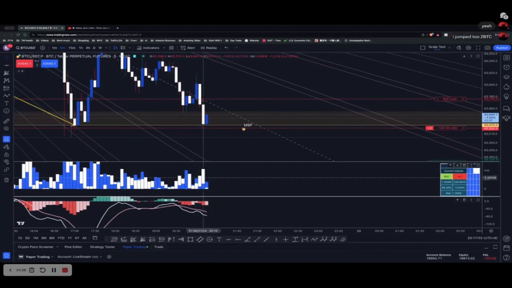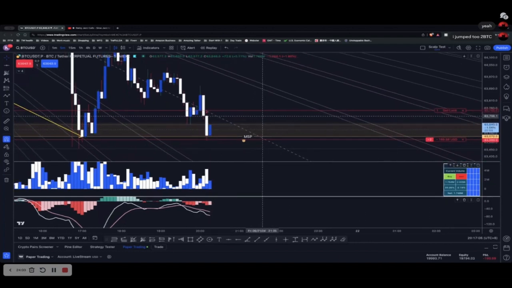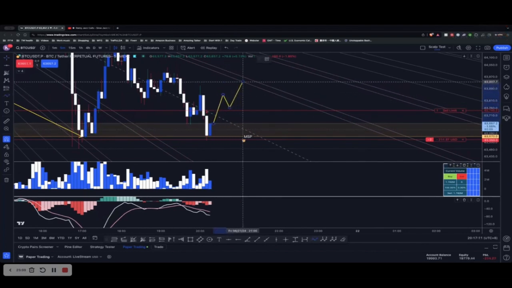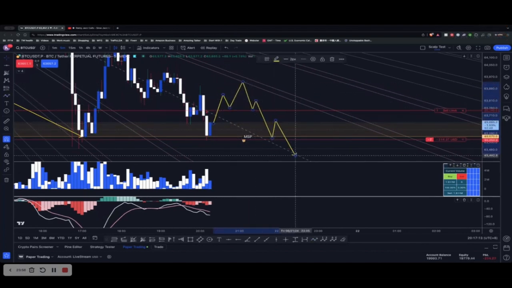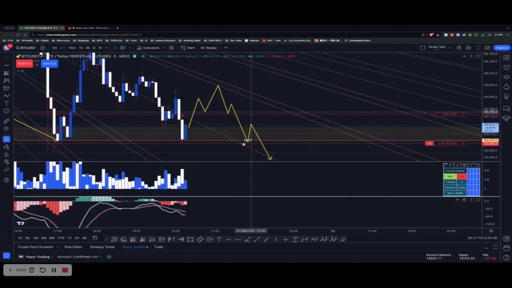So I shouldn't have jumped the gun, right? But overall, I'm feeling it's pretty bearish. The worst case scenario is it's going to go back up, and then from there, probably try again. This is the worst case scenario.